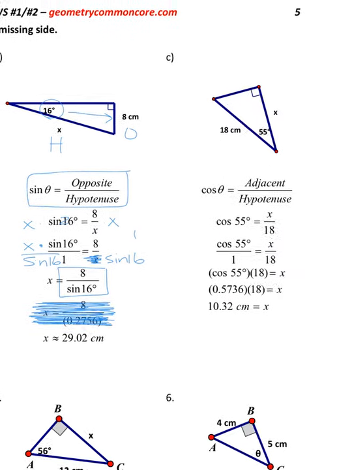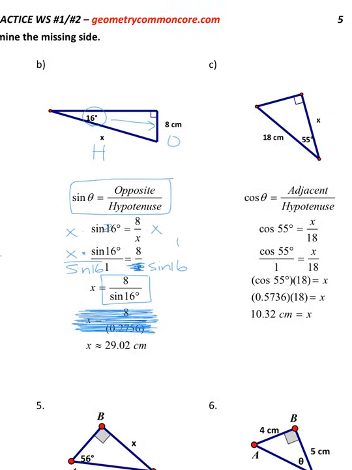Looking at the last example, very similar. We have 55 as the reference angle, and so 18 is going to be the hypotenuse. X is going to be the adjacent side, so that's a cosine trig function, and we plug in cosine of 55 degrees equals the adjacent x over the hypotenuse. If we needed to solve this equation, we would multiply both sides by 18. Again, forgetting that decimal equivalent, and you would get about 10.32 centimeters.